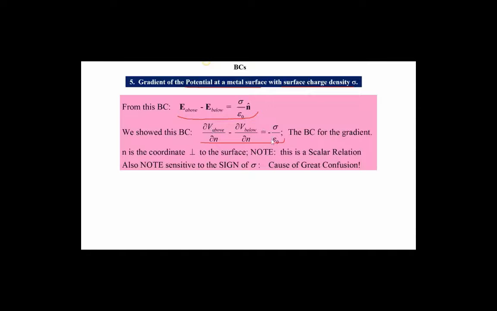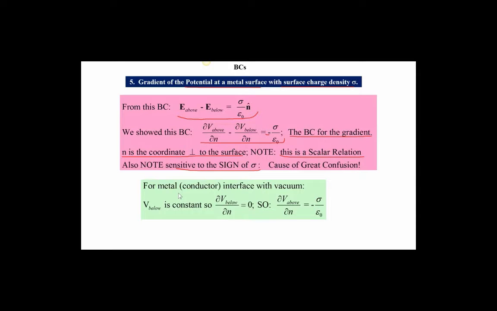And so we got this by using the fact that E above is minus this quantity here, and E below is minus this quantity here. And by the time you take care of all the signs, you'll end up with a minus sign here. This is the boundary condition in general for the gradient. And just to remind you, n is the coordinate perpendicular to the surface. Note that this is a scalar relation, and also note that it's very sensitive to the sign of sigma. And this is a cause of great confusion when you're talking about these types of interfaces.